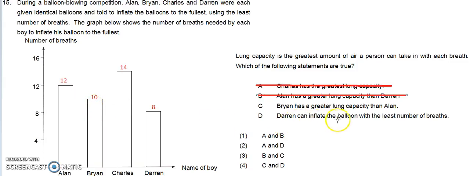D. Darren can inflate the balloon with the least number of breaths. Darren only took 8 breaths, which is the least number of breaths. So D is also true. So the answer should be C and D. So the answer is option 4, C and D.